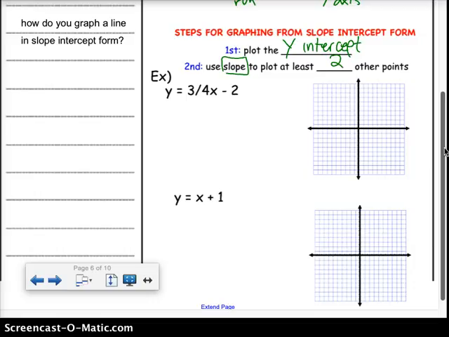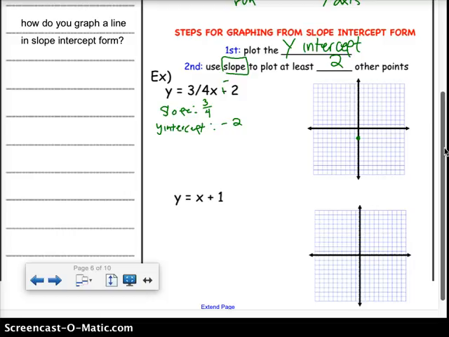Okay, so I want to graph this line y equals 3/4 x minus 2. I'm going to go ahead and turn this to plus a -2. And then I'm going to identify, just like we've been doing, my slope is 3/4, and my y-intercept is -2. So it says that I plot my y-intercept first, so that's -2. And then I use my slope to find at least 2 other points. So my slope is 3/4, which is rise over run.